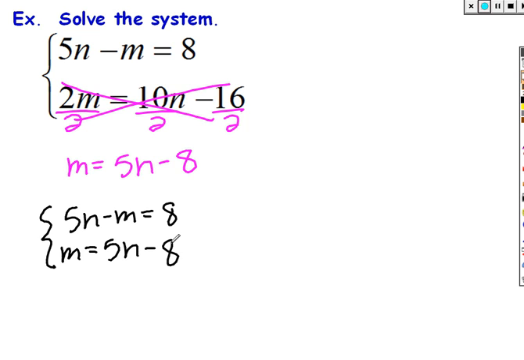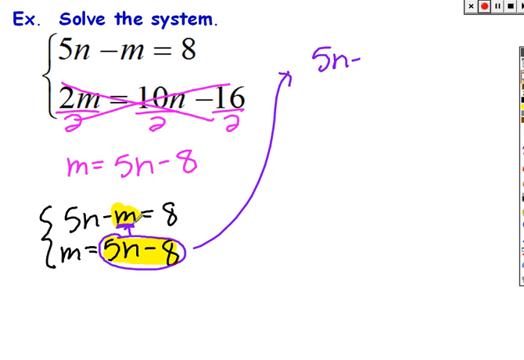Now if I'm going through and substituting, m is by itself, so I'm going to take all of this and replace it anywhere I see an m, which is right here. I'm going to replace it with what it's equivalent to. So here comes the substitution. I now have 5n minus, so what is m equal to? M is equal to all of this stuff, 5n minus 8. So I'm subtracting that whole thing, and then that should equal 8.